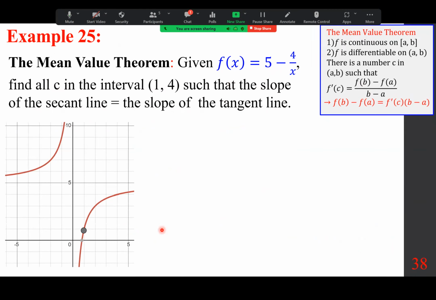So at x equals 1, this is where it goes. At x equals 4, this is where it goes. And this is the line. We can draw the line, which is called the secant line. Now, somewhere here, we have a line parallel to it, which gives us what? A tangent line. We are looking for this point, the x coordinate of this point. That's the concept here.